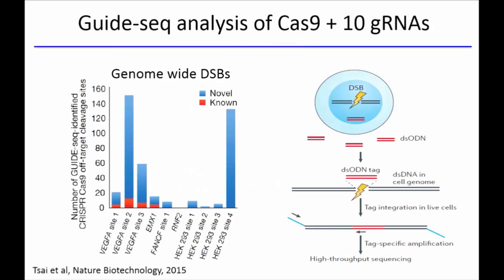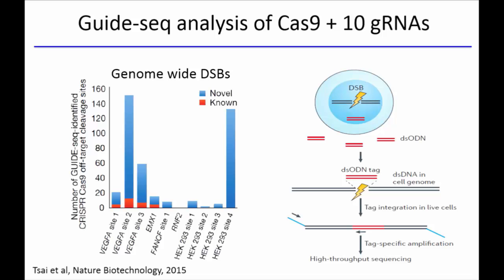So here's an example. This is an approach called GuideSeq, and this was developed by Shengdar Tsai in Keith Joung's lab. And in this method, you tag the breaks with an oligonucleotide, and then you sequence across the oligonucleotide. And here's some examples of data output. And this is the number of breaks per genome with different guides.